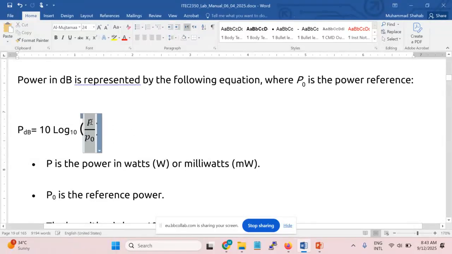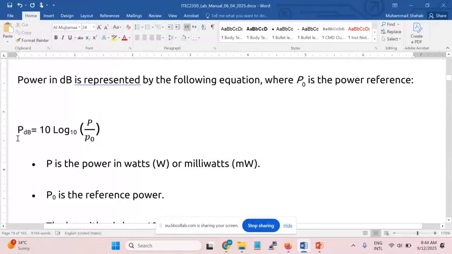So how much is power P greater than power P0 in decibels? I know power P in watt. I know the value of power P0 in watt. But how much is power P higher than power P0 in decibel?